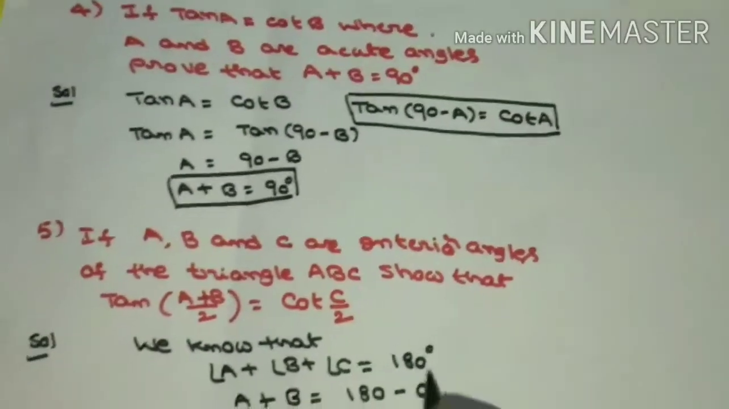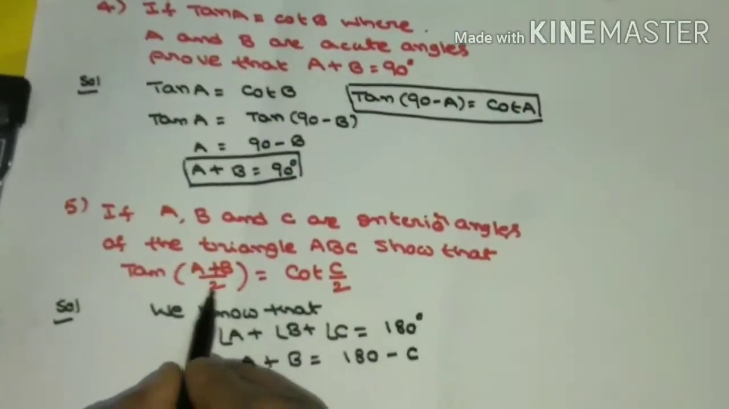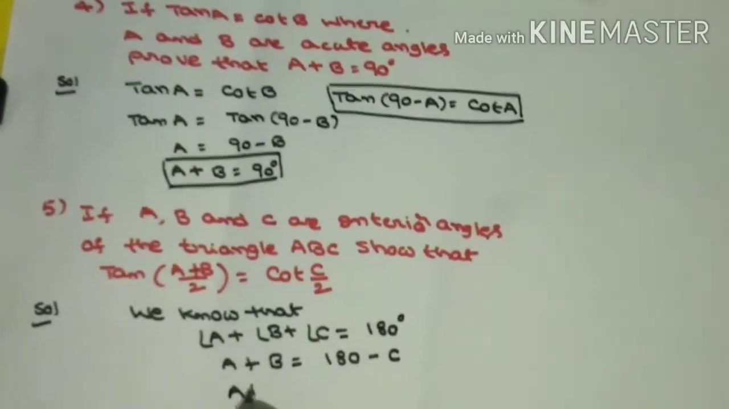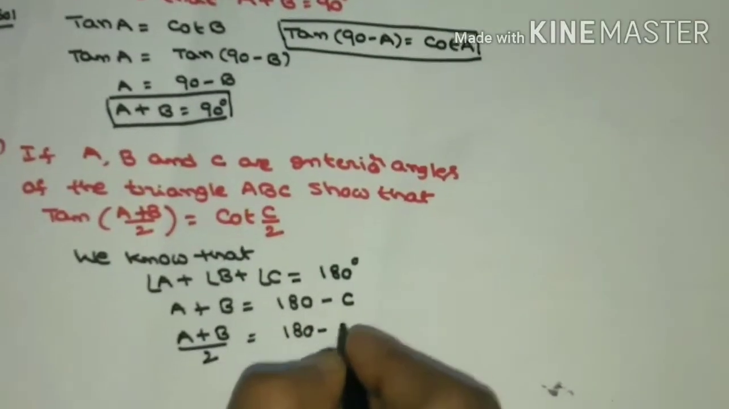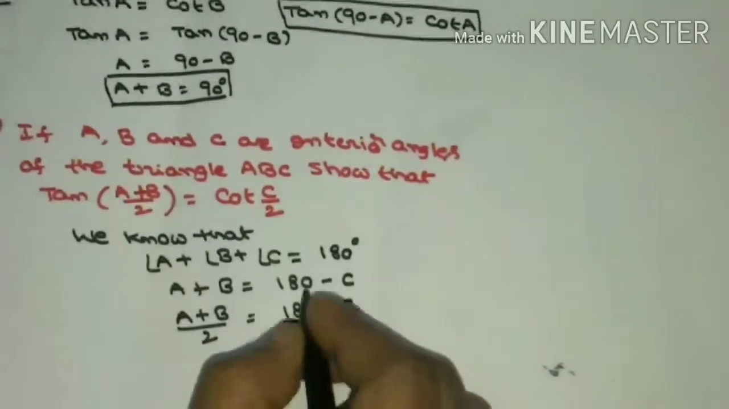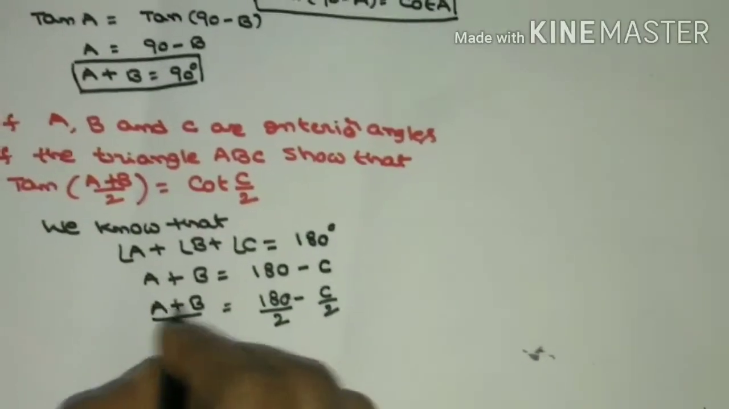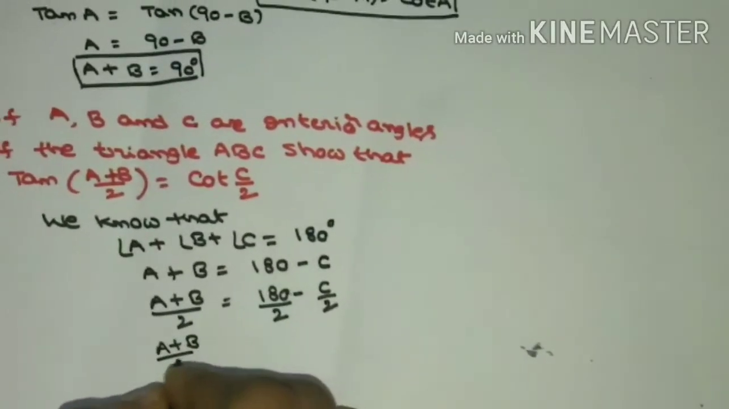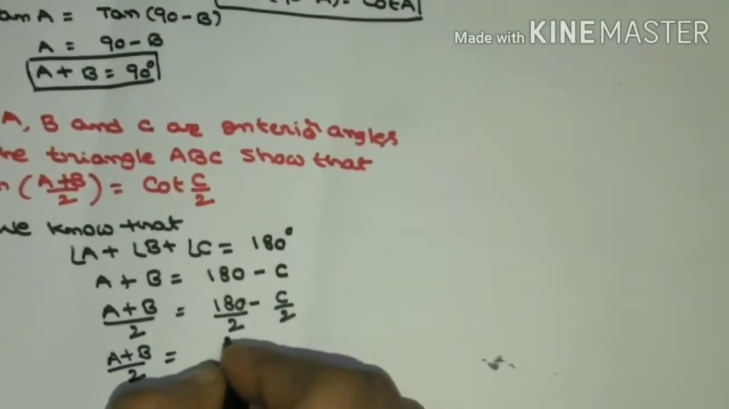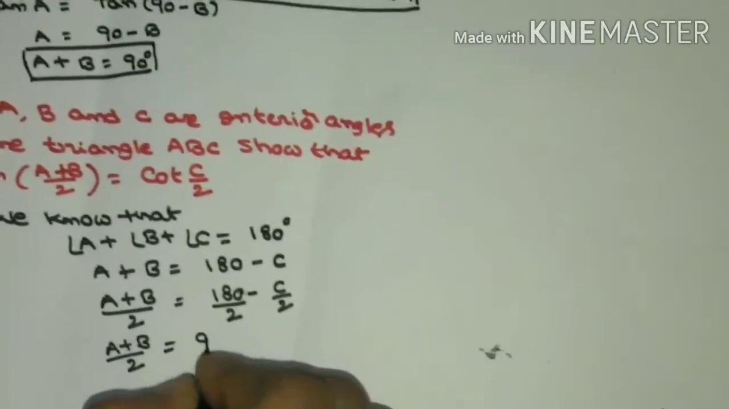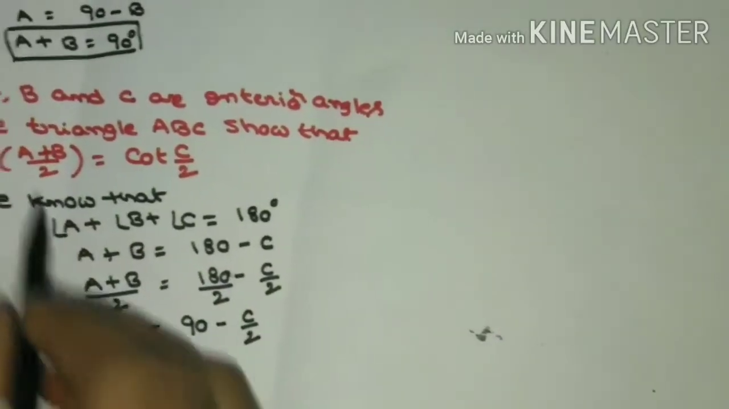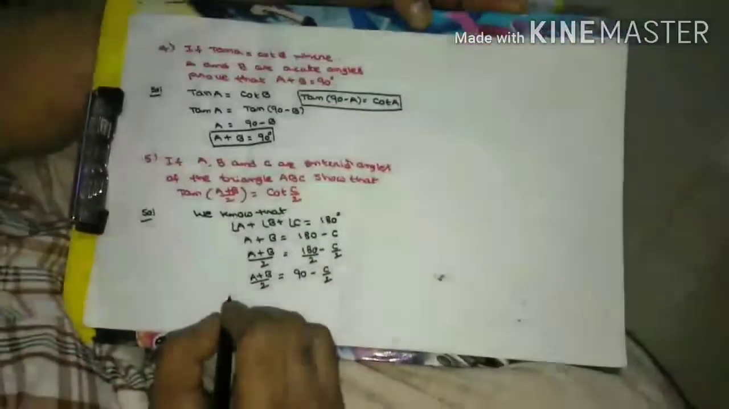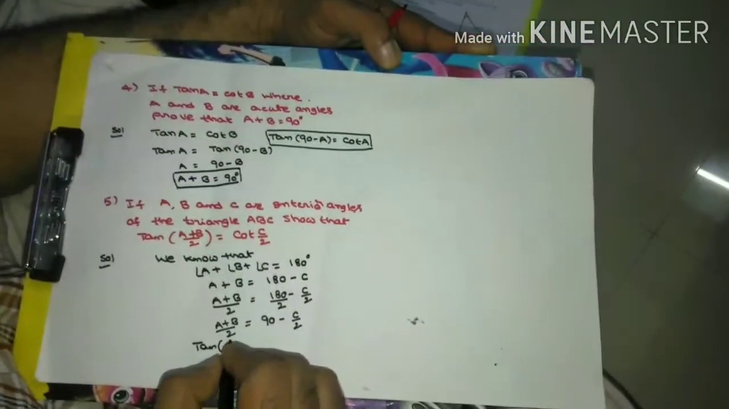180 minus C. According to the problem, we need A plus B by 2, so take it by 2. Whenever you take half on one side, automatically you take half on the other side also: 180 by 2 minus C by 2. Now A plus B by 2 equals 180 by 2, that is 90 minus C by 2. Now A plus B by 2 is here also. Which trigonometric ratio are you applying? Tan. So take the tan ratio on both sides.